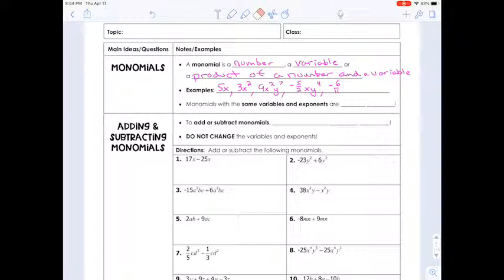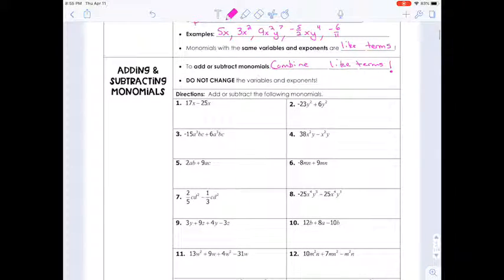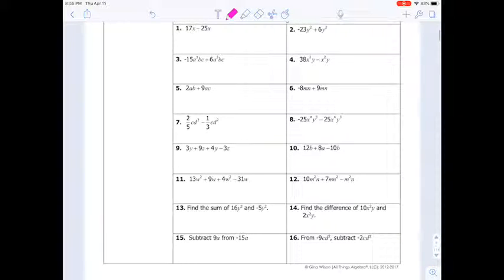Okay, monomials with the same variables and exponents are like terms. And we all know how to combine like terms. That you do know. So to add and subtract monomials, we combine like terms. Do not change the variables and the exponents. So you should fly through these first ones pretty quick here.